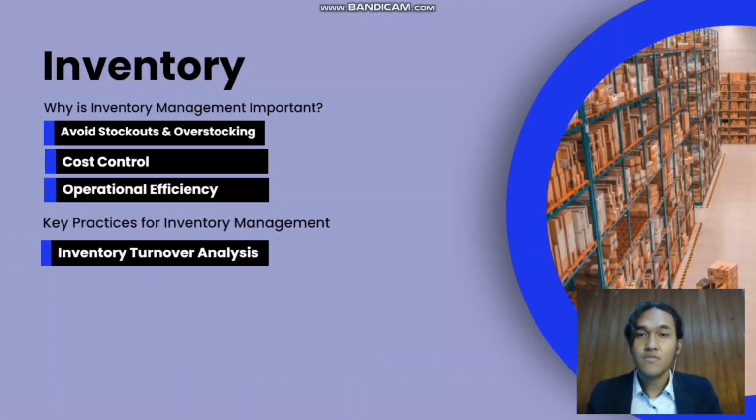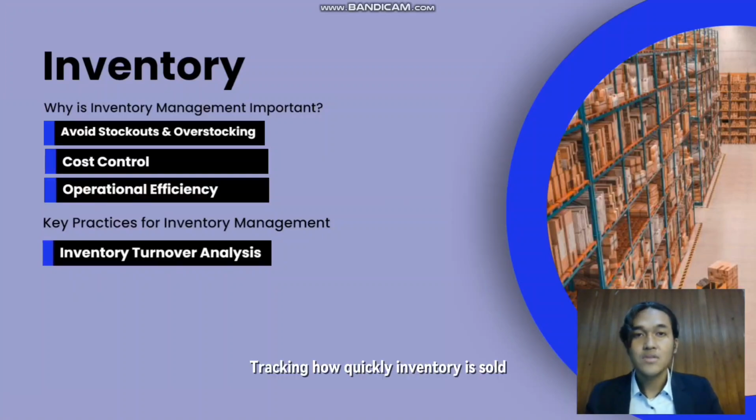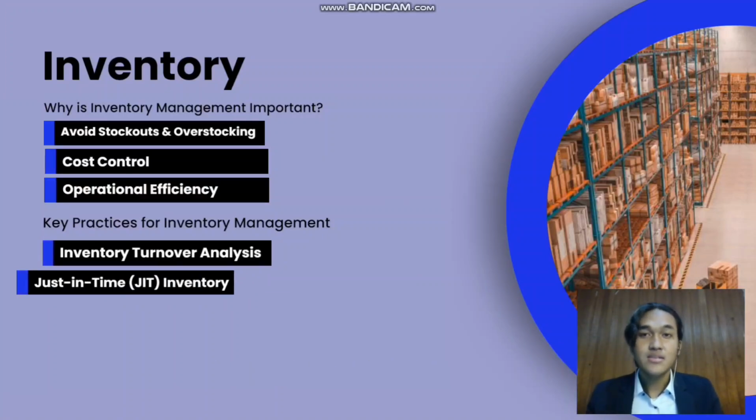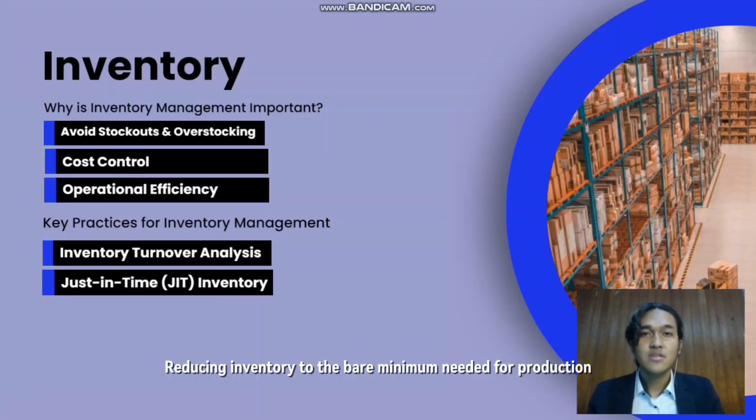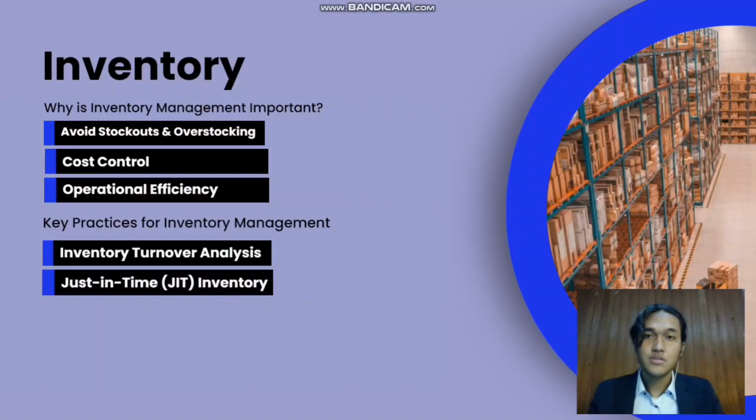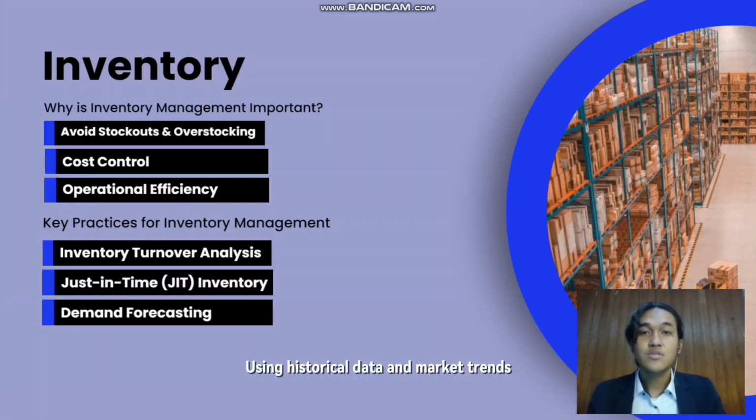First, inventory turnover analysis, tracking how quickly inventory is sold to determine whether stock levels are appropriate. Second, just-in-time inventory, reducing inventory to the bare minimum needed for production, thereby lowering costs. Third, demand forecasting, using historical data and market trends to predict future demand accurately and plan inventory levels accordingly.